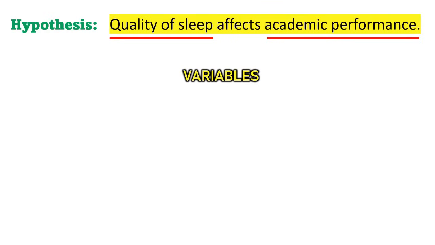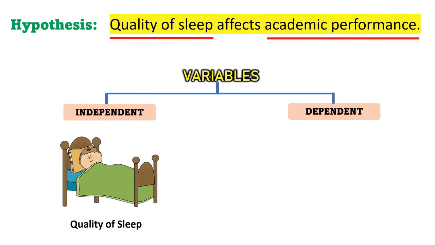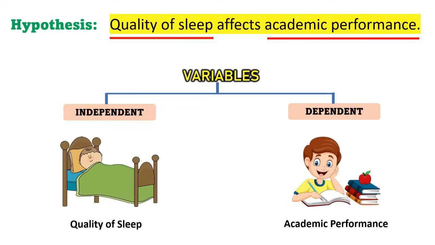Now, alin sa dalawang variables na ito ang independent at dependent? Let's see. Quality of sleep is the independent variable, while academic performance is the dependent variable. Bakit? Dahil yung pagtulog ang variable na pwede nating i-manipulate o i-adjust para malaman natin kung makakaapekto ba talaga yung quality of sleep sa academic performance.